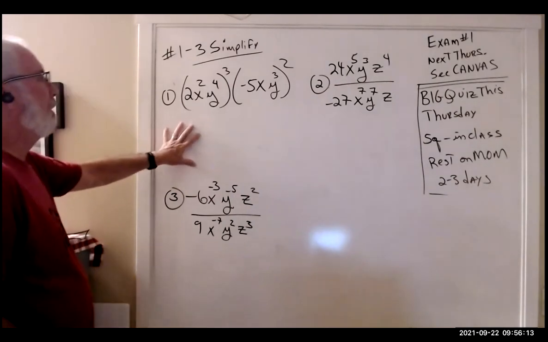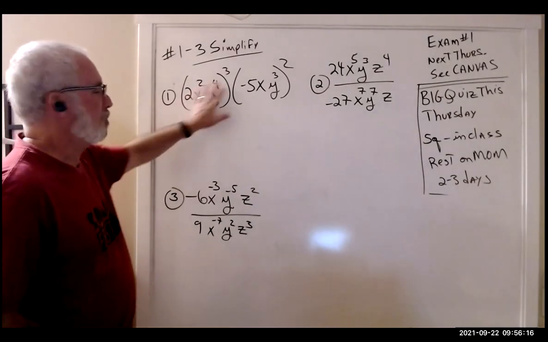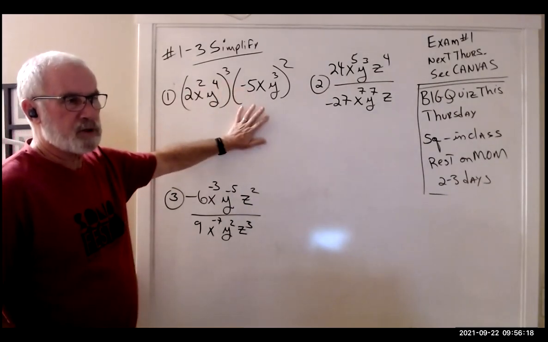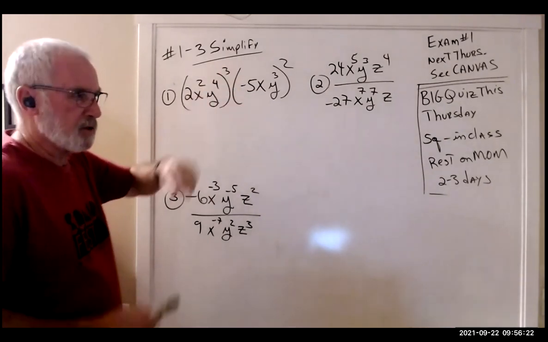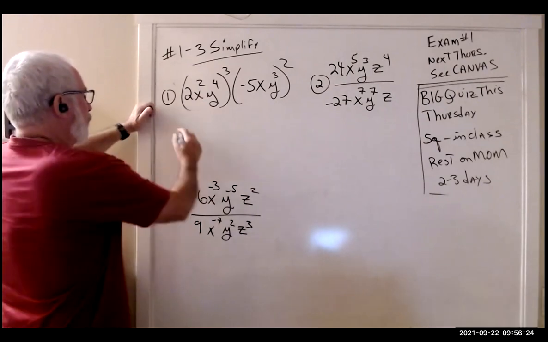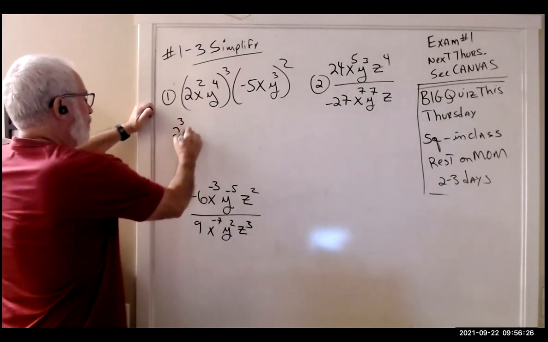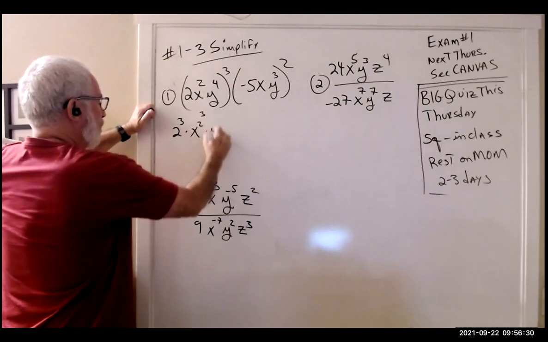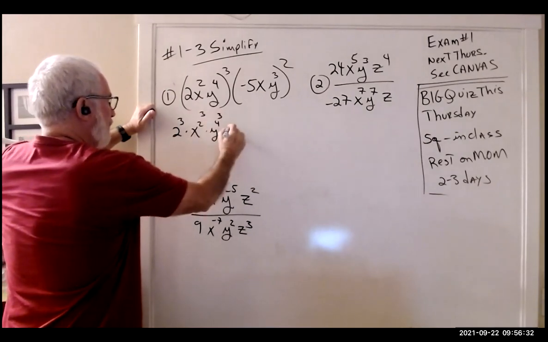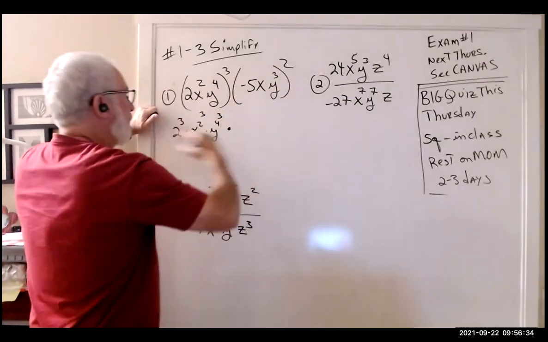Since these are all multiplication, those rules of exponents that I was talking about apply. There's no pluses in between all these things. So our first rule was distribute. So this is 2 to the 3rd times x to the 2nd to the 3rd times y to the 4th to the 3rd times this mess.